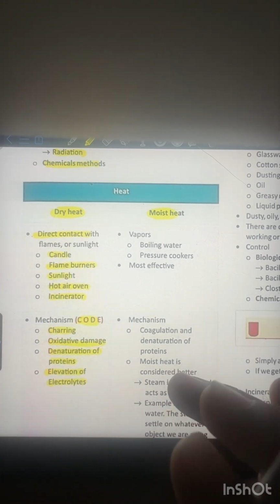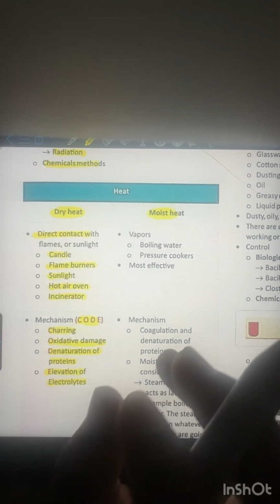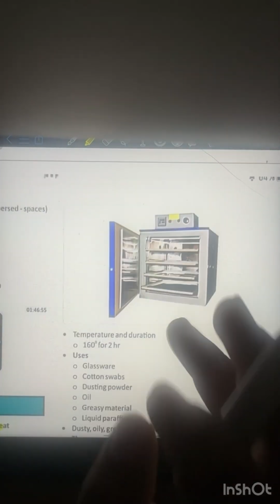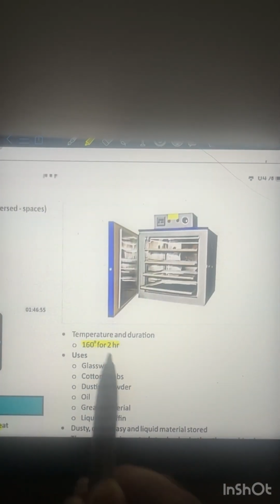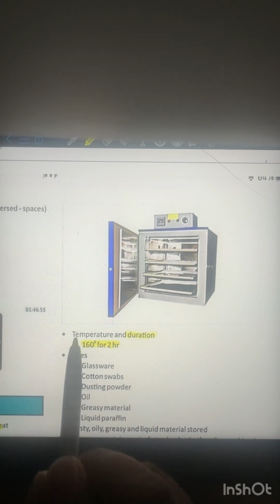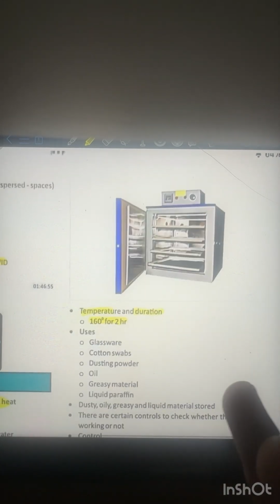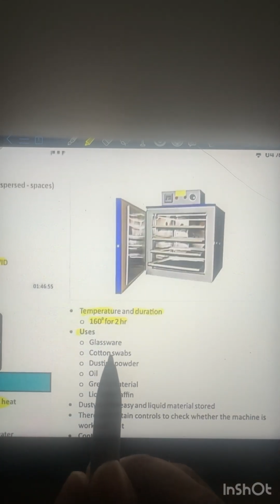Let us first start our story with the hot air oven, and it looks exactly like an oven that you must have seen in your households for baking and cooking. Same kind of oven is there. Remember, the temperature maintained is 160 degrees centigrade for 2 hours. That is the time and the temperature that you have to learn. 160 degrees centigrade for 2 hours. And what all will you put inside it? I will show you the list that is written in the books.